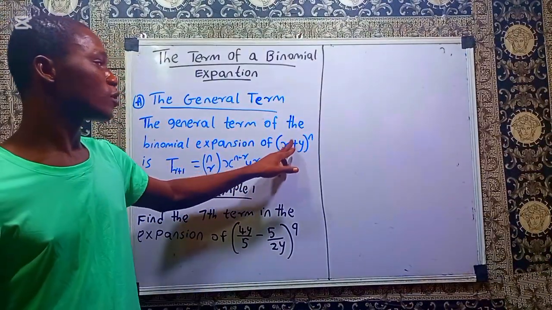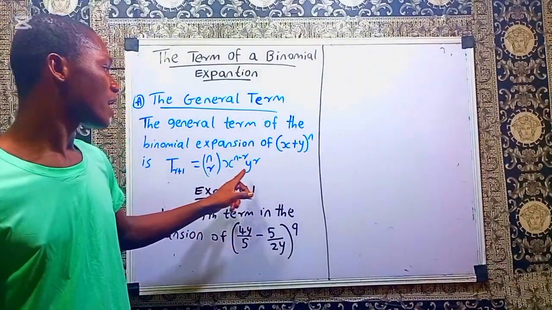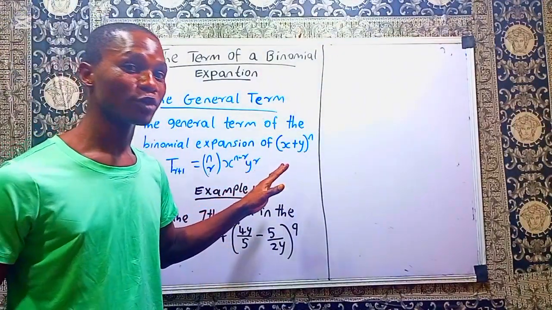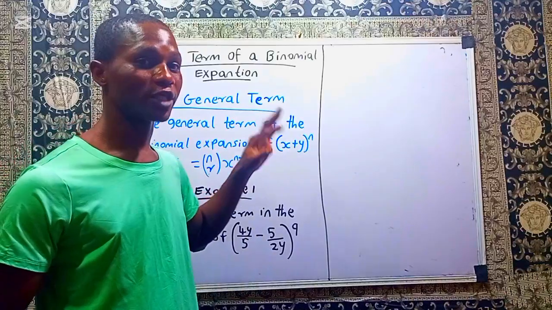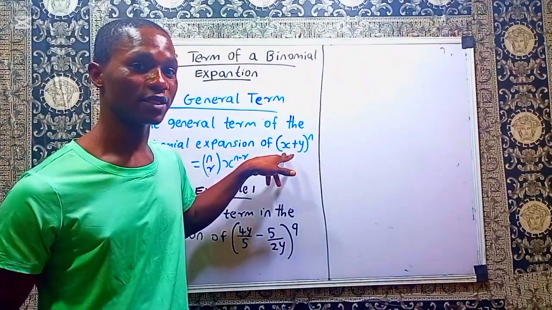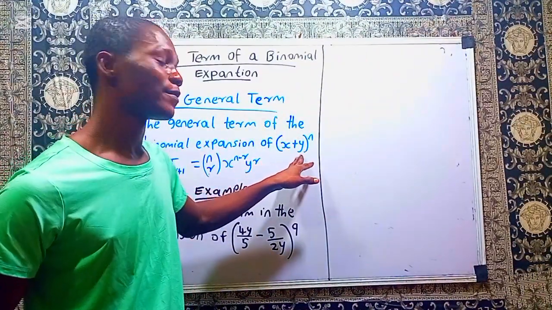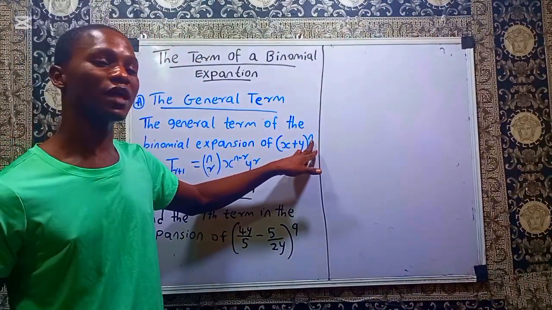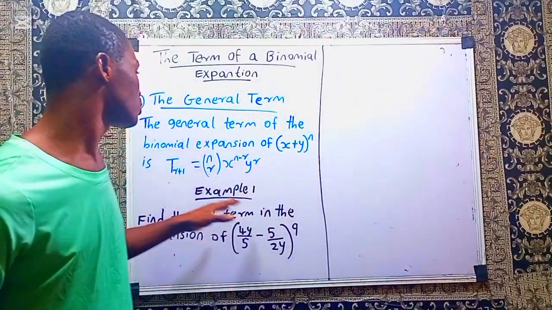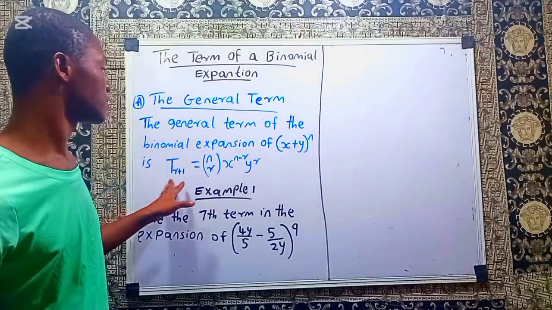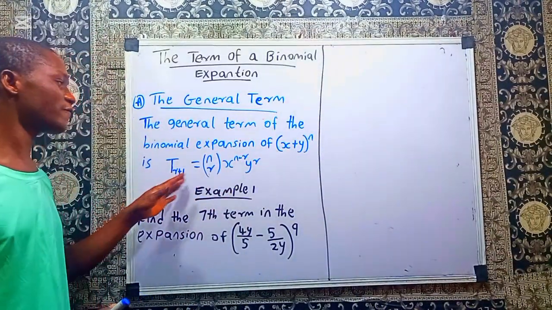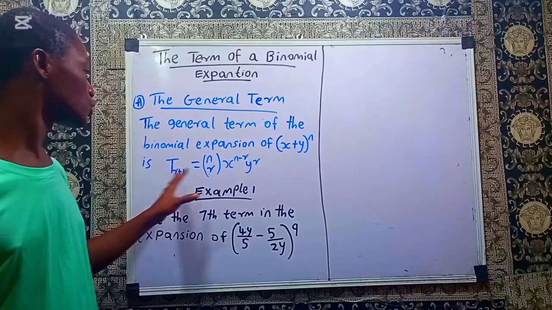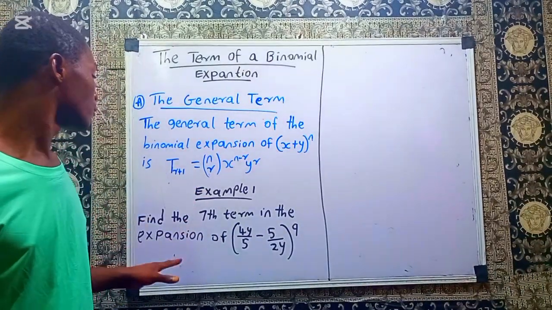x is the first quantity inside the bracket, y is the second quantity inside the bracket. I'm saying the first and second quantity because this is just a notation. Anything can be here in place of x, and anything can be here in place of y. So you have two things here and you have a power here. Then you want to find a particular term. So this is the general formula you can use to find the particular term. We are going to see how to use this formula with this example.